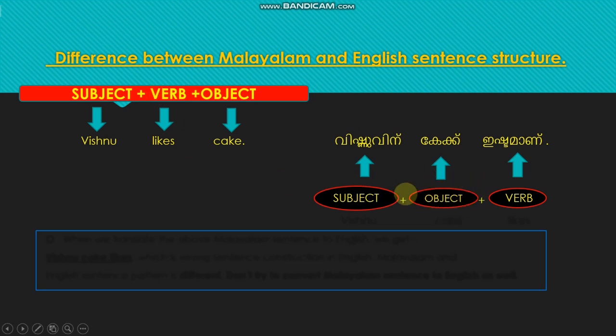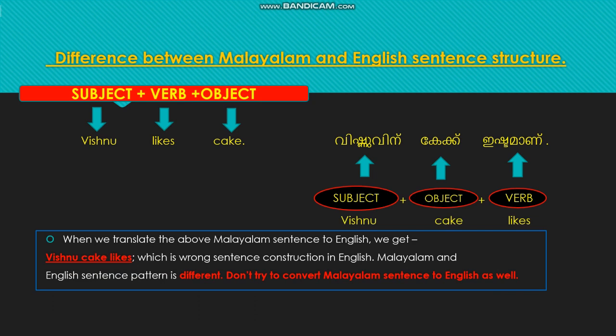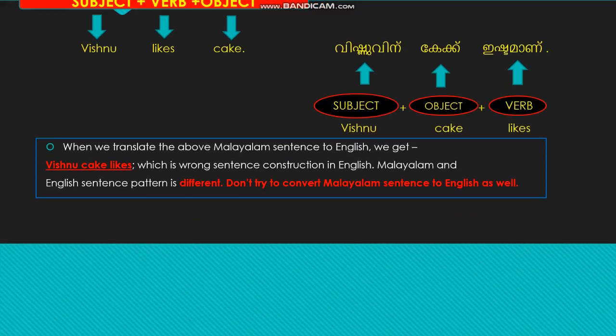Why is this different? When we translate the above Malayalam sentence word for word to English, we get "Vishnu cake likes", which is wrong sentence construction in English. Malayalam and English sentence patterns are different. Don't try to convert Malayalam sentences to English word by word. So I hope you understood that.